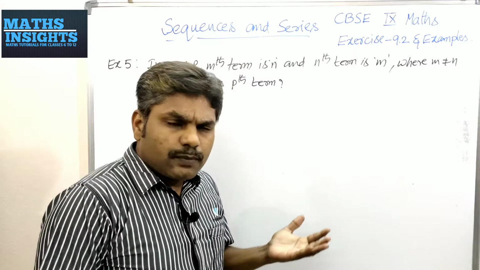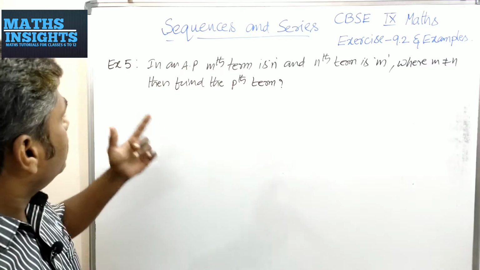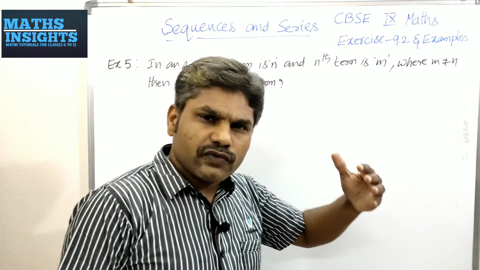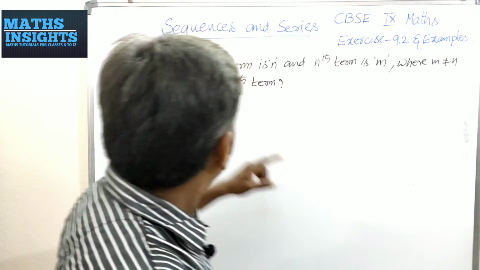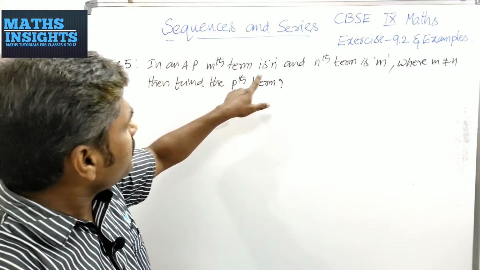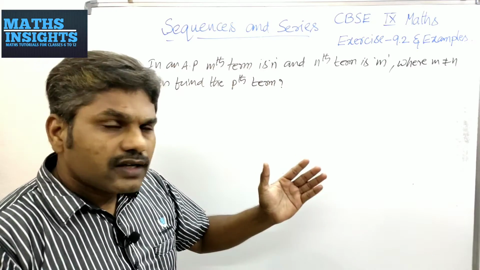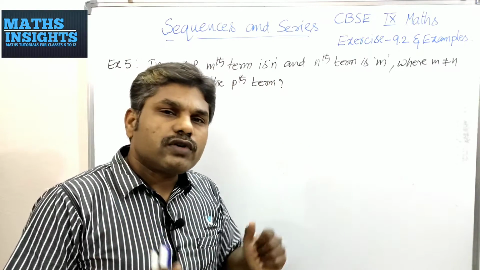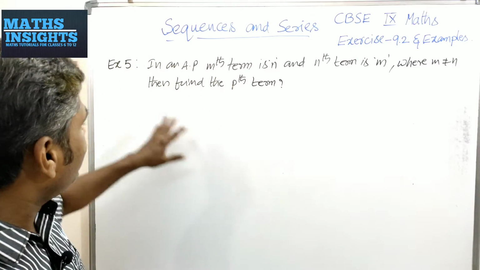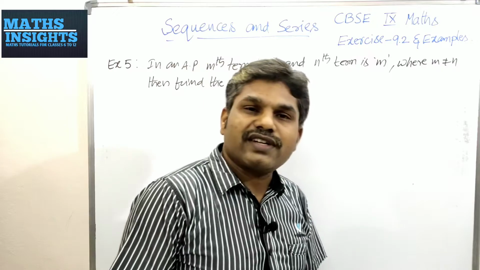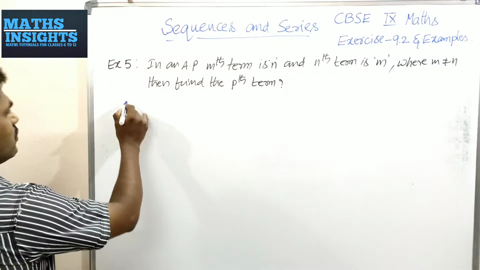Yes. This is the first example, that means example 5, which is related to the concepts which we already discussed. In an AP, the mth term is n and the nth term is m, where m and n are not equal to each other. That's very important. Then they are asking for the pth term of the progression. It's very simple. See, the solution.